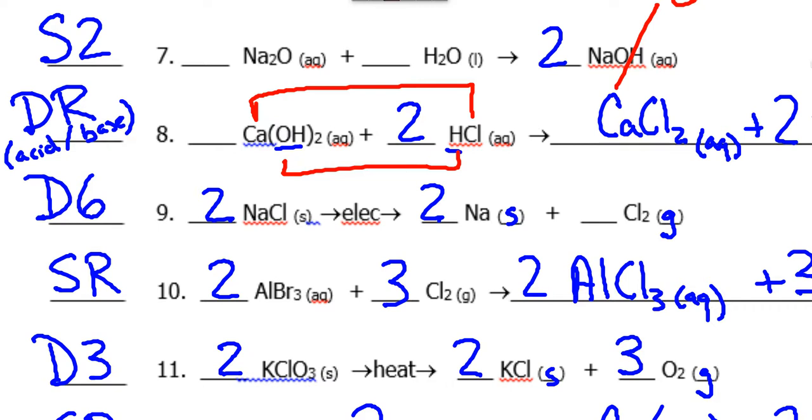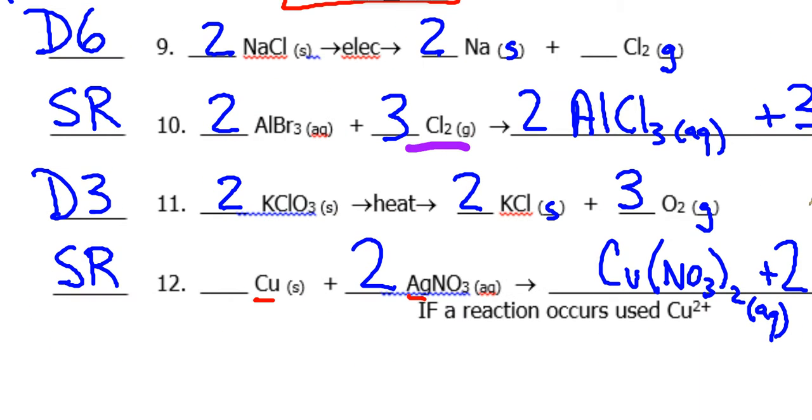Number 10 is a single replacement. Is chlorine a metal or a non-metal? Well, since chlorine is a non-metal in number 10, it can take the place of the bromine. Number 11 is a compound being broken apart by heat. So that's a decomposition reaction.